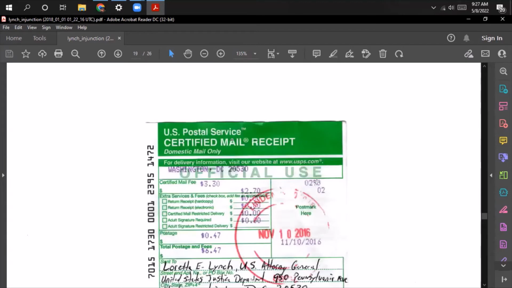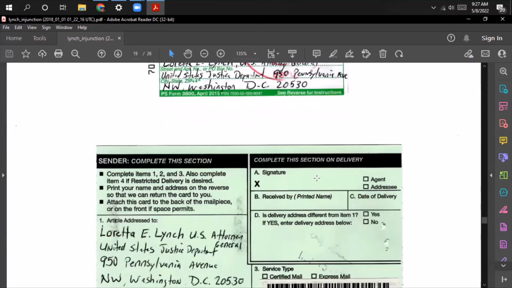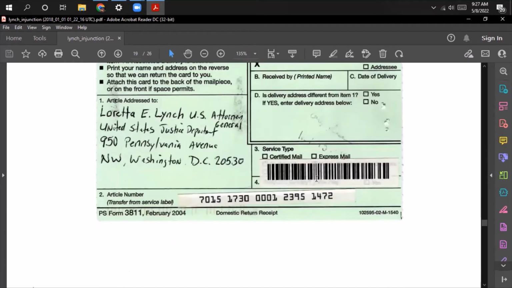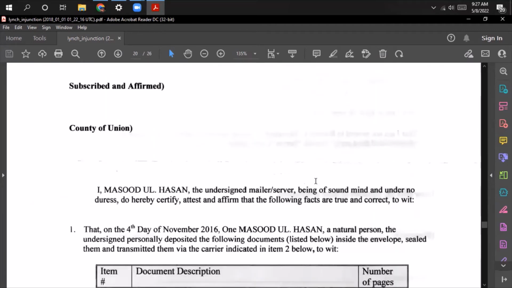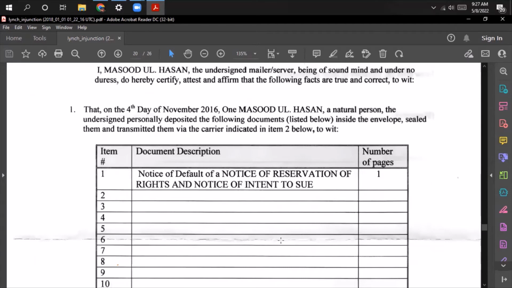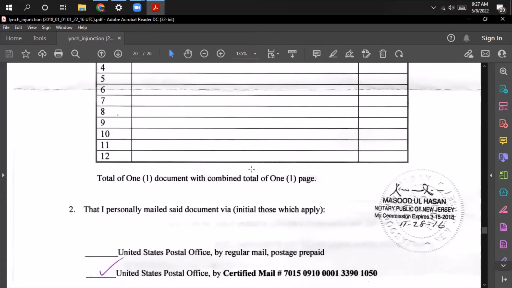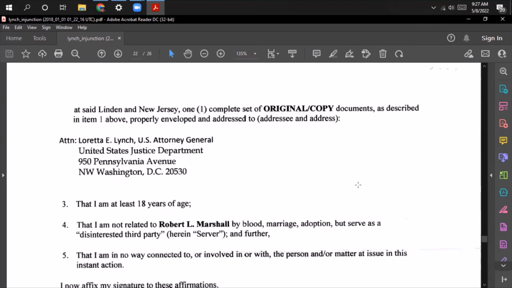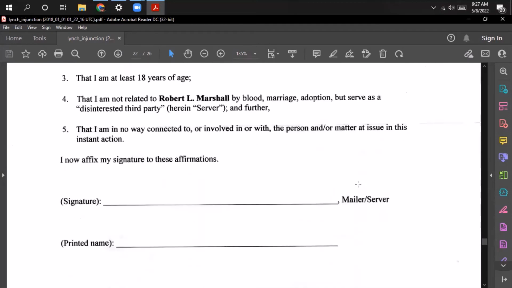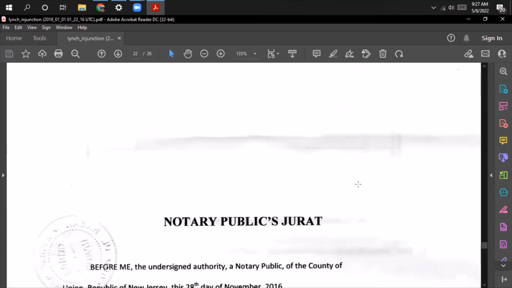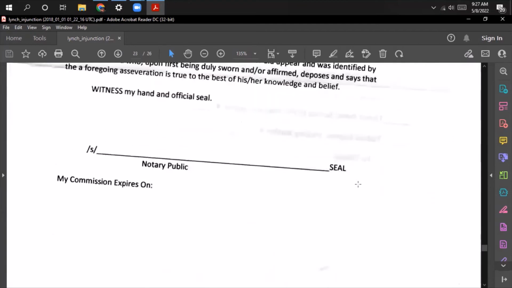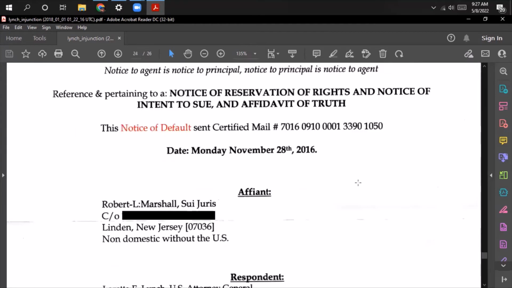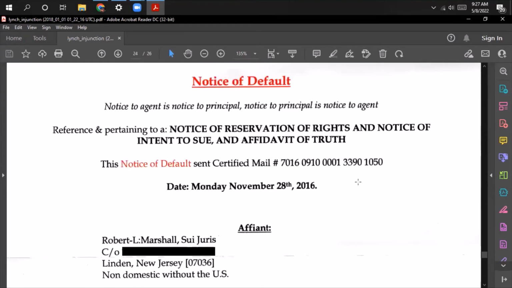That's his documentation here, the receipts that it was sent, they signed for it, and there was a duplicate. And here is the notice of default.